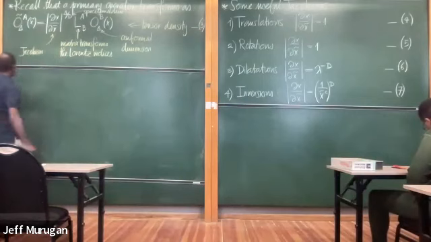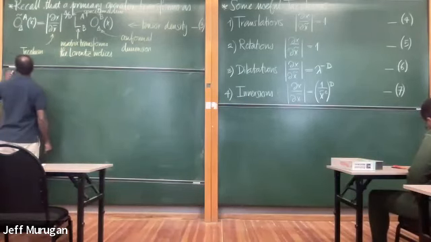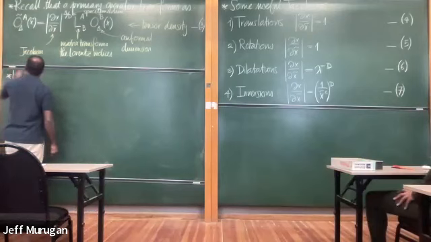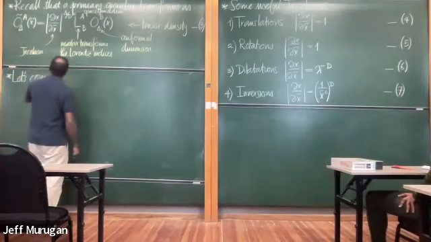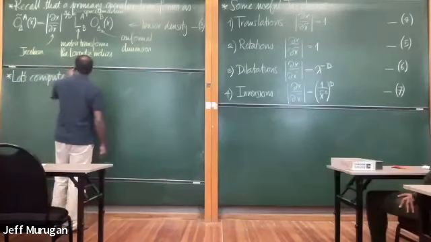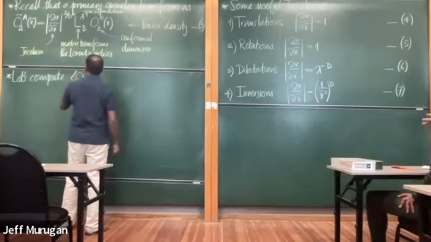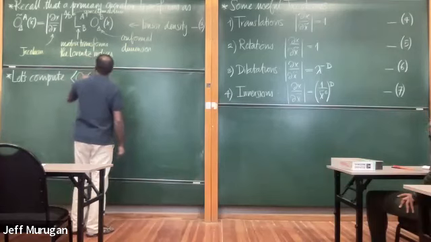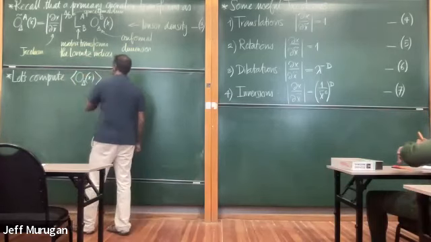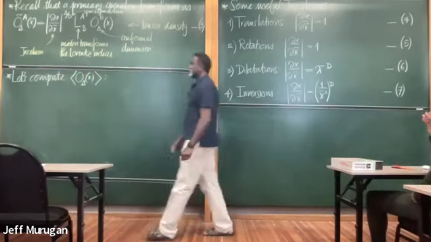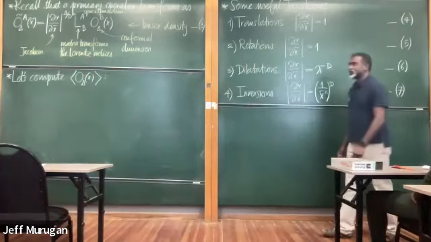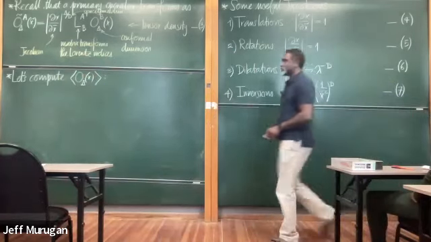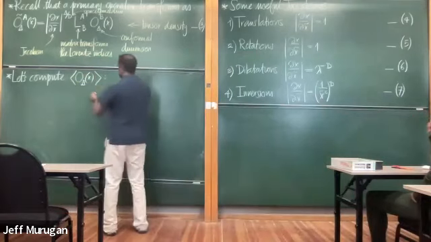So let's compute O delta of x. This is the 1-point function for a scalar primary operator with conformal dimension delta.